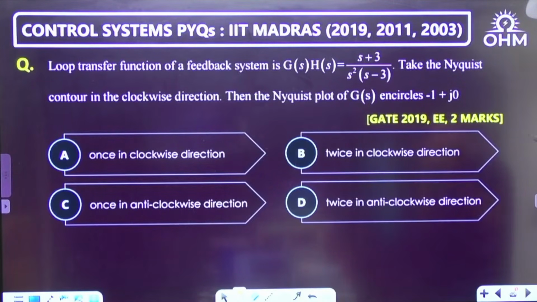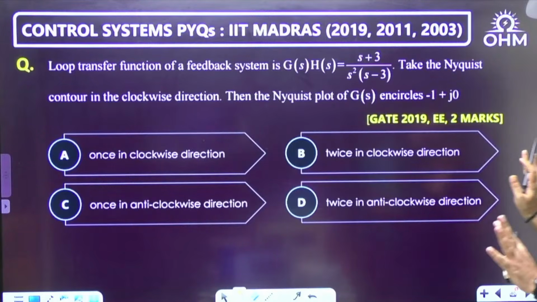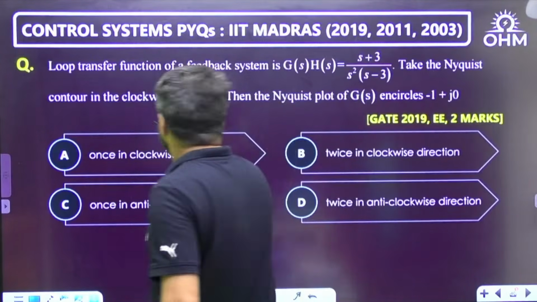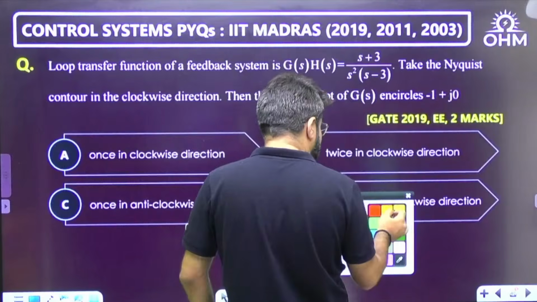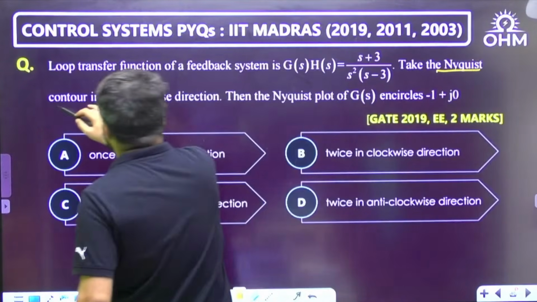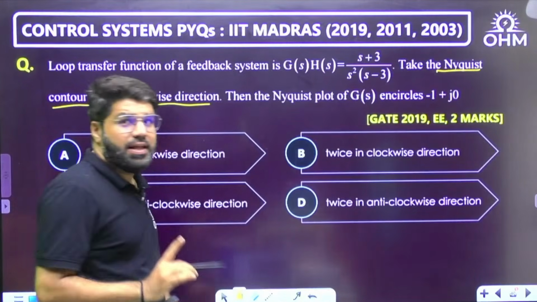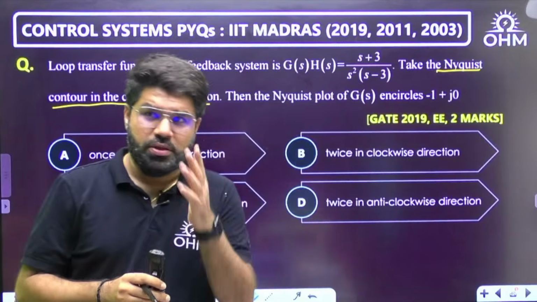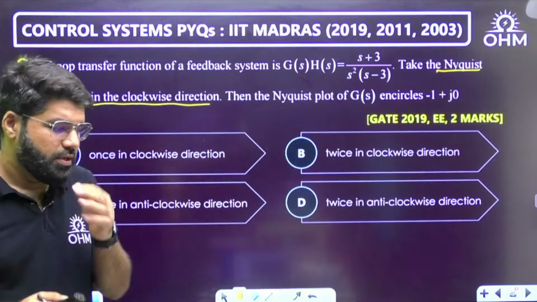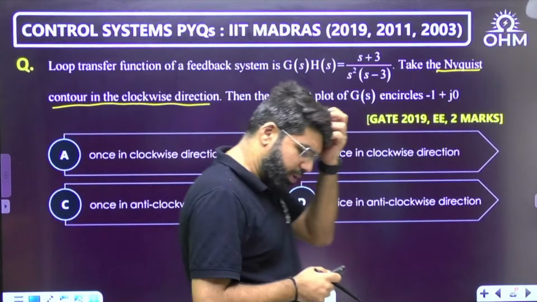Now see, do you need to draw the Nyquist plot of this? Take the Nyquist contour, very clearly mentioned. I told you in the previous class about Nyquist contour direction, clockwise or anti-clockwise. That's why, if you are following a subject, follow both, clockwise as well as anti-clockwise.